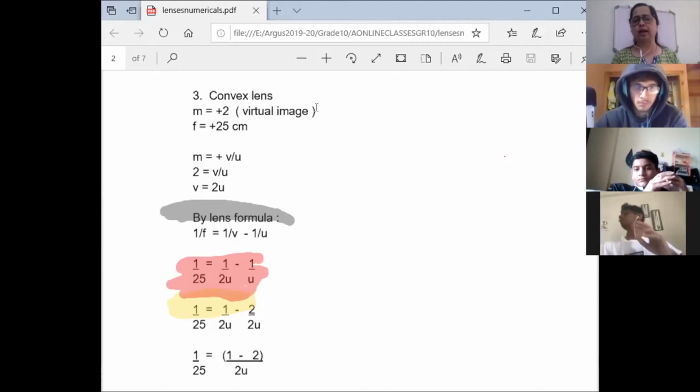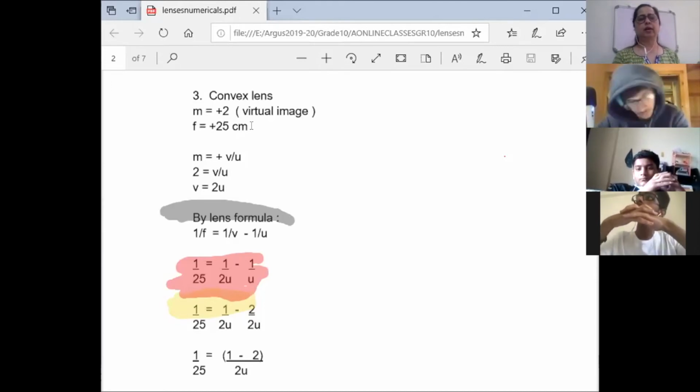Remember, last year also I used to ask this question in the exam. Virtual image, magnification is always positive. Real image, magnification is always negative. So in a virtual image, magnification is +2, so I have written +2. Very important, because it's a virtual image. Then the next thing is focal length. Because it is a convex lens, focal length is positive. I have taken +25.